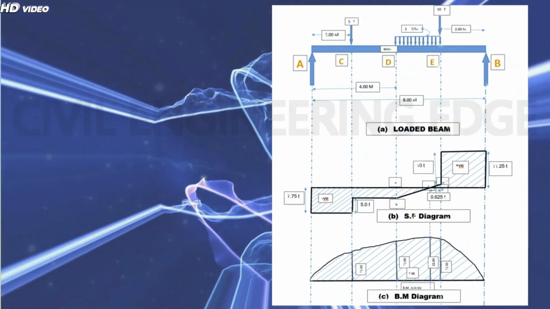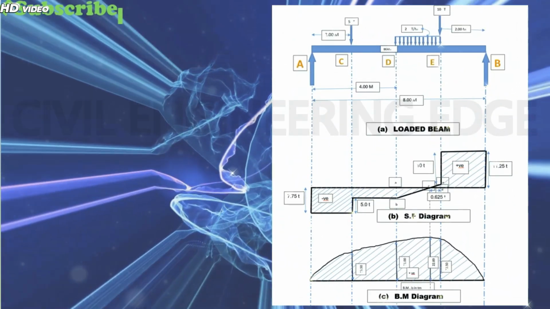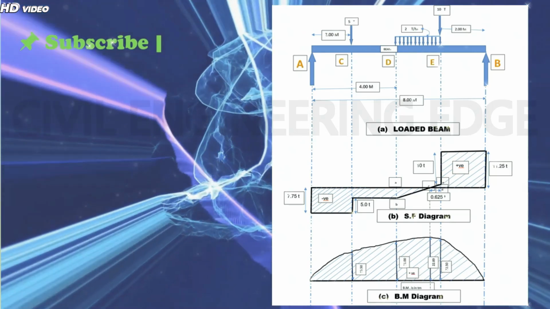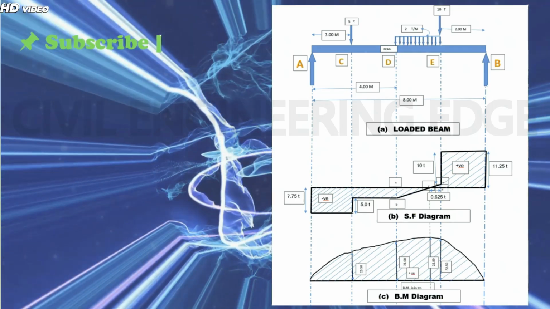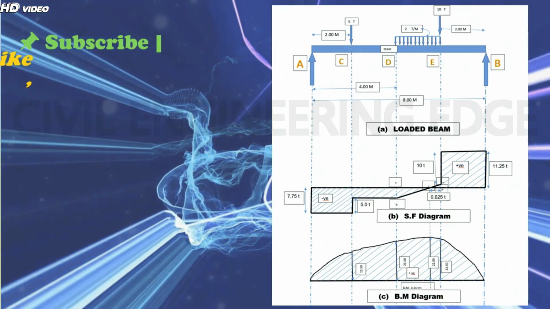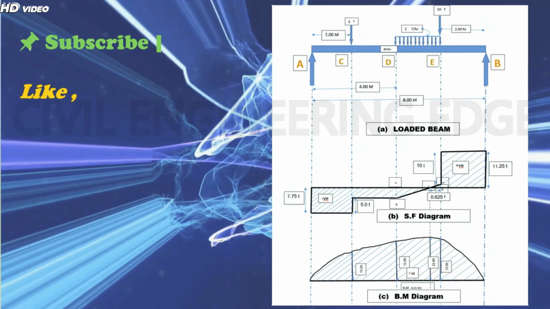That wraps up today's detailed explanation of how to draw shear force and bending moment diagrams. These tools are vital for safe and efficient structural design, and understanding them is a must for every civil engineer.